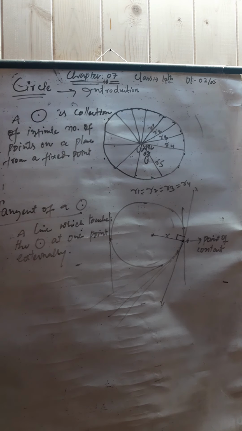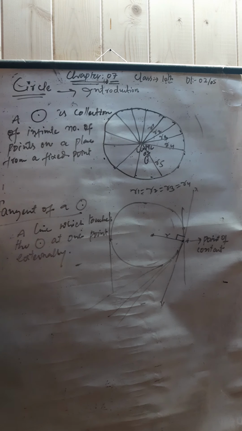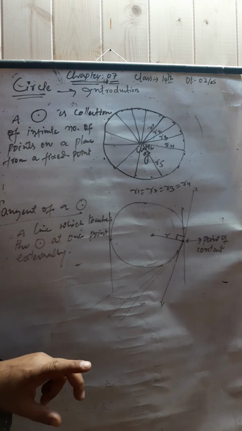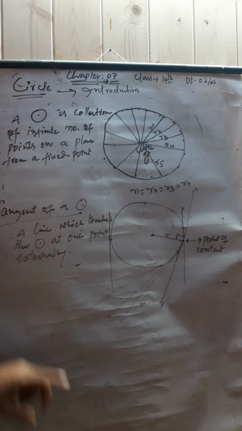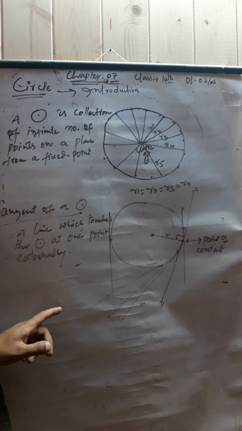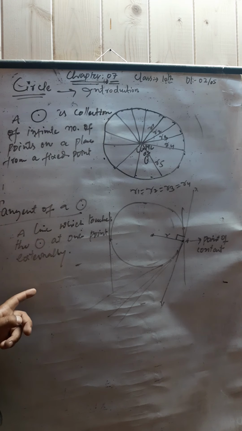So once again have a recapitulation. Firstly, we take a circle. Circle, as I have told you, is the collection of infinite number of points on a plane from a fixed point, and the fixed point is known as the center of the circle. Thereafter, we take the chord of a circle. It means a line segment which touches the circle internally at two distinct points. Then the diameter of a circle: the largest chord of a circle, which passes through the center and divides the circle into two equal parts, is known as the diameter of a circle.